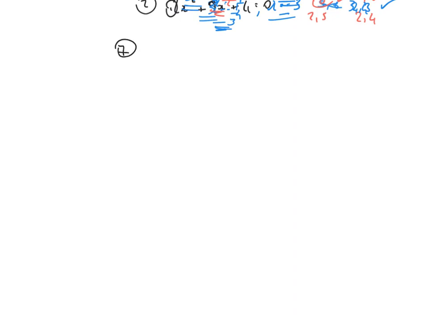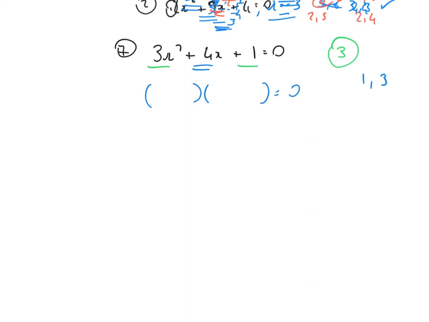Okay, example 7. 3x squared plus 4x plus 1 equals 0. 3 times 1 is 3. Two numbers that multiply give 3, add together give 4. So combinations for 3, well it's just 1 and 3. Okay, so plus 1 plus 3. Drop 3x in here, drop 3x in here.